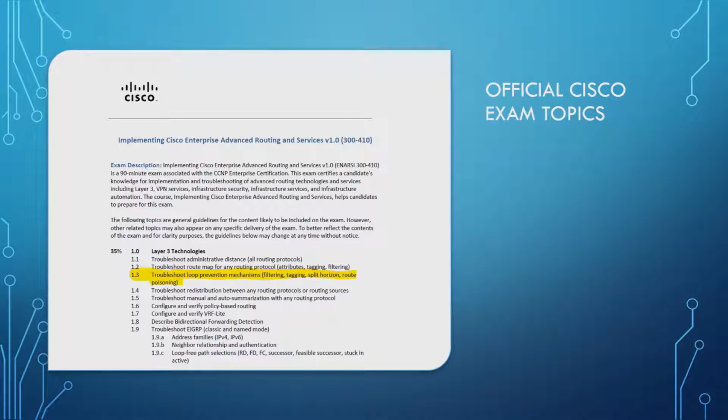So you just have to be prepared that when you're in the exam, it's not necessarily going to ask you, hey, prevent loops by implementing tagging here, or what is wrong with this route map when it comes to preventing a loop. It may just say, hey, we've prevented loops, but now this other thing isn't working. What is the best fix?